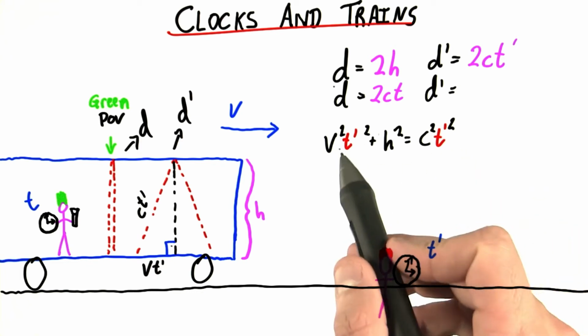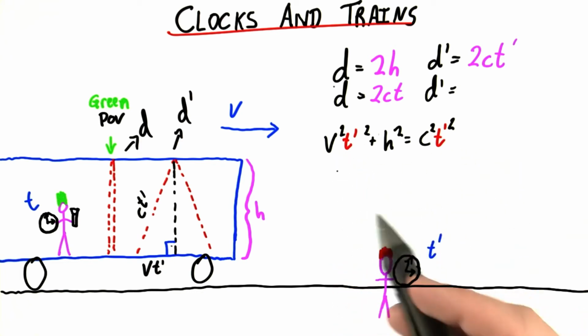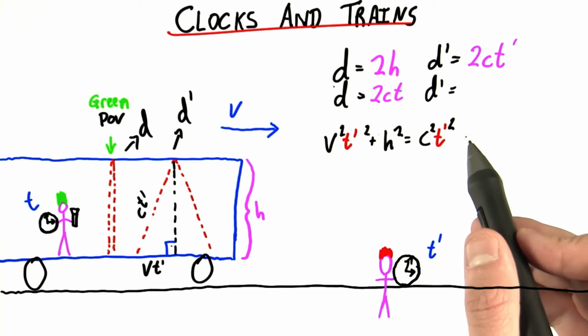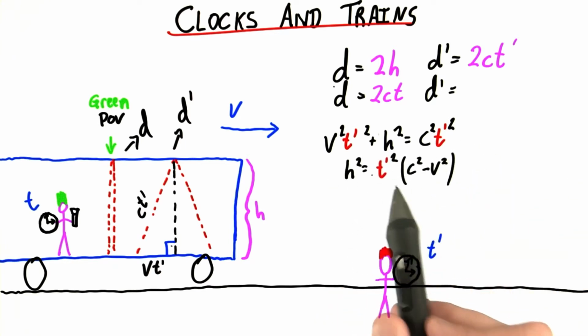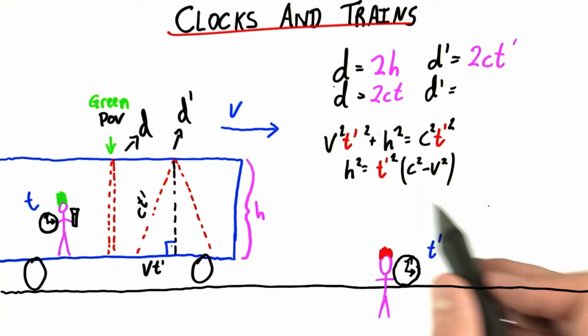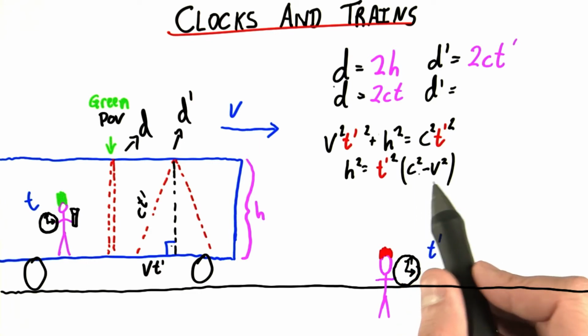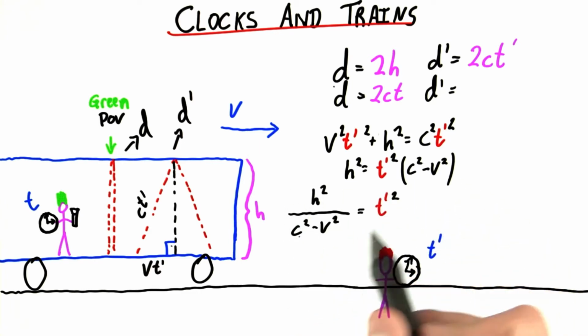Now actually what I want to do is I want to solve for t prime. So I'm going to move this term over to this side. And what I've done here is I've factored out the t prime squared. And now I'm going to divide both sides by this c squared minus v squared. So now I have this.